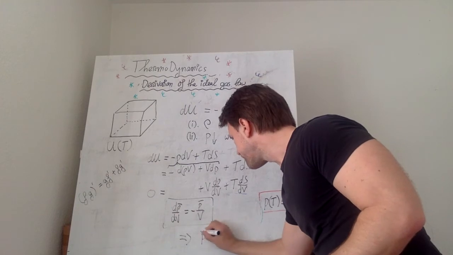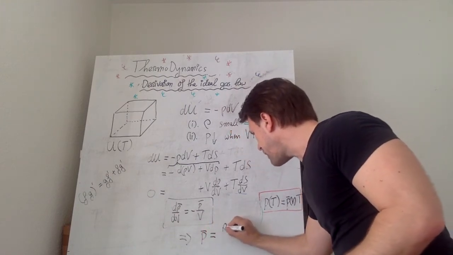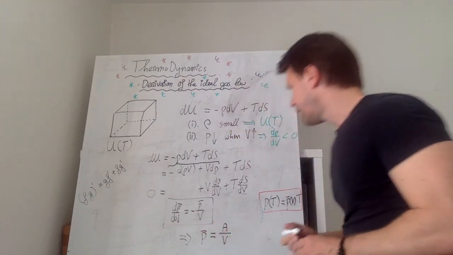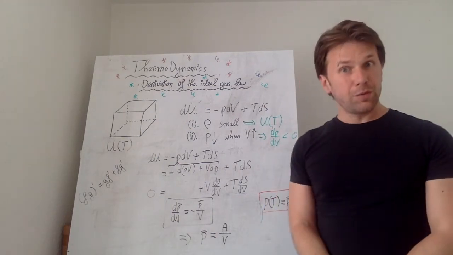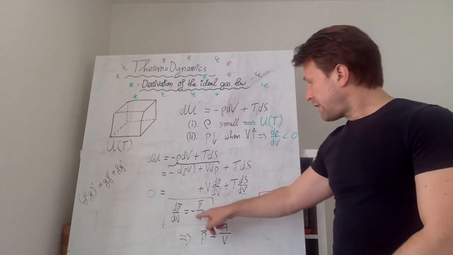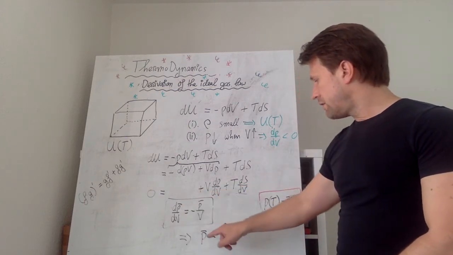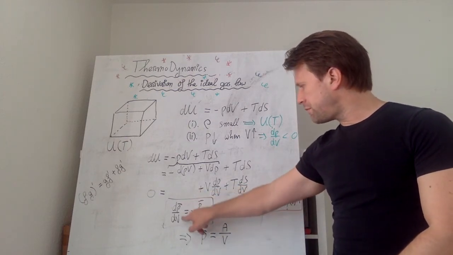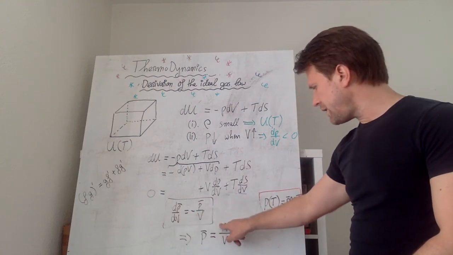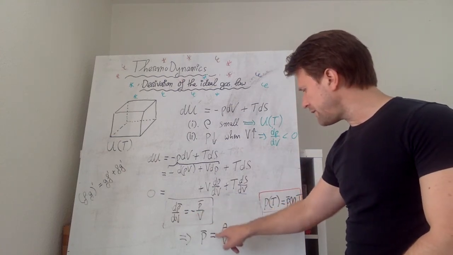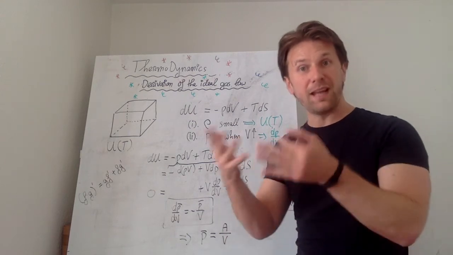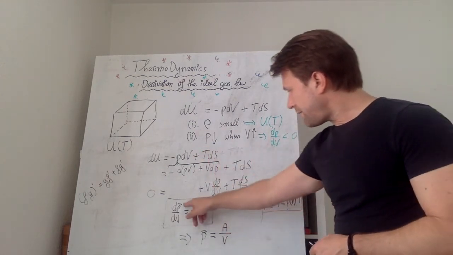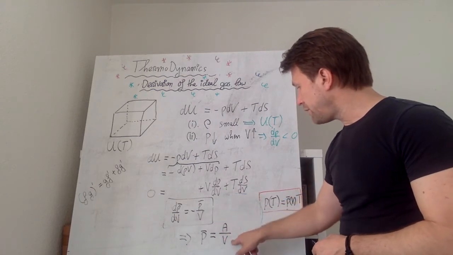P bar must then be some number, let's call it A, divided by V. Let's check that that's true. Let's just substitute it in the left-hand side first. If you take P bar's derivative with respect to V, you get A and then a minus over V squared. The minus is because of the derivative taking of a negative power. So left-hand side becomes minus A over V squared.